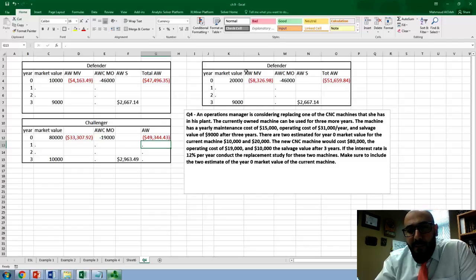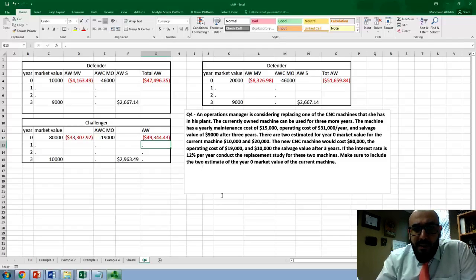Now the next scenario: the Defender with a market value of $20,000. What would you do in this case? You need to look at the total annual worth. The total annual worth would be 51,659 versus 49,344. If you look at these two numbers, you will find the Challenger would be a cheaper option. So in this case, we select the Challenger.